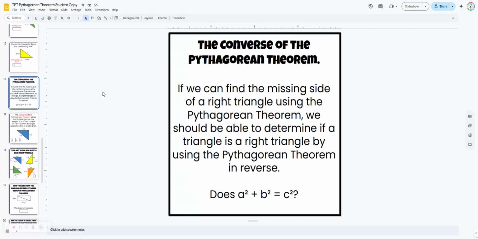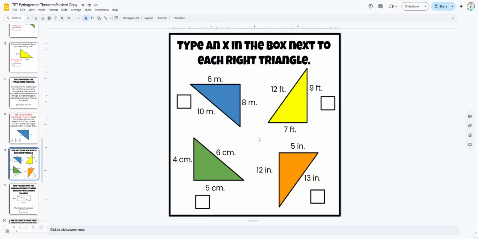Now when we get to slide 16, we're going to explain the converse of the Pythagorean theorem. So if we have a triangle, and if a squared plus b squared equals c squared, we know that that triangle is a right triangle. So it's kind of the Pythagorean theorem in reverse. And they're going to do that on the next slide. So they're given 4 triangles. They want to use their scratch paper and solve 6 squared plus 8 squared equals 10 squared, and see if it's equal. See if that Pythagorean theorem works. If it does work, it's a right triangle. And if they find it's a right triangle, they're just going to type an X in the square next to the right triangle.